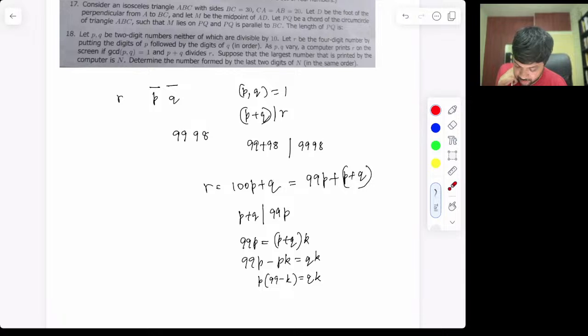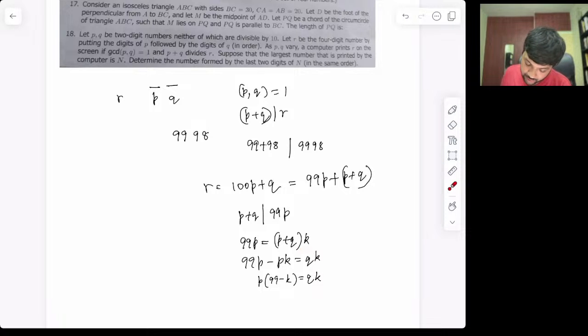Can we say anything about this? P is a 2-digit number and it divides 99 minus K. Better be that this K is, see, these are all natural numbers, okay, here. So this is a natural number.